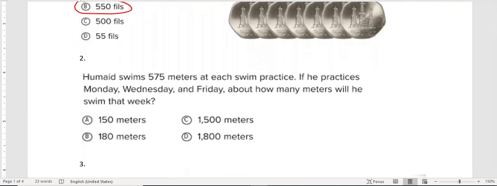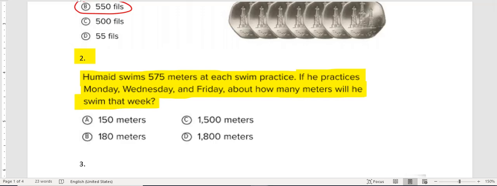Question number 2. Umaid swims 575 meters at each swim practice. If he practices Monday, Wednesday, and Friday, about how many meters will he swim that week? What do we need to take into consideration here? He's talking about a boy who swims 575 meters in each swim practice. He had his practices on Monday, Wednesday, and Friday, which means 3 days.